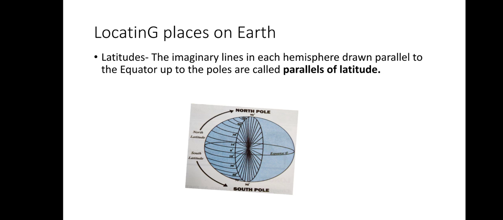Now, the equator is an imaginary line that divides the earth into two equal halves known as hemispheres. The half of the earth above the equator is called the northern hemisphere, and the half below the equator is called the southern hemisphere.